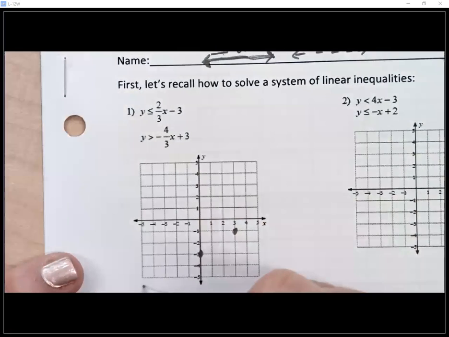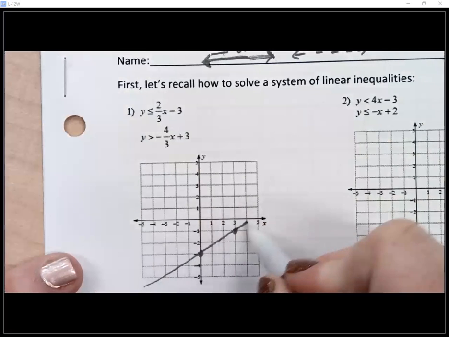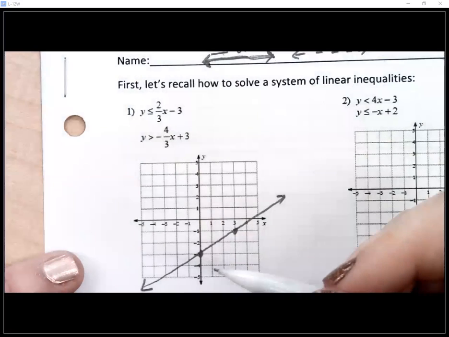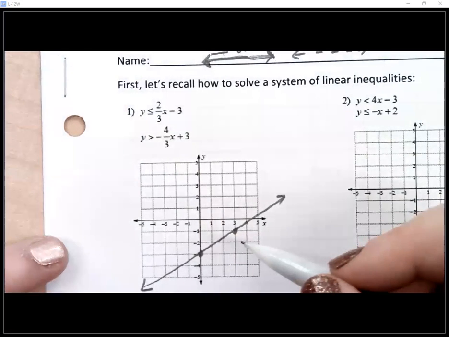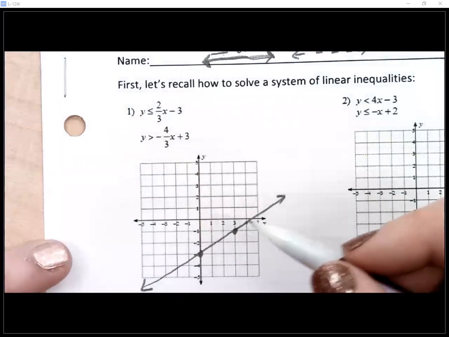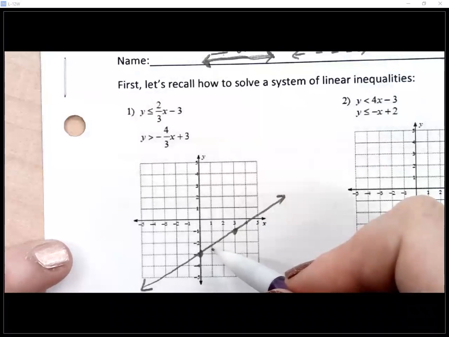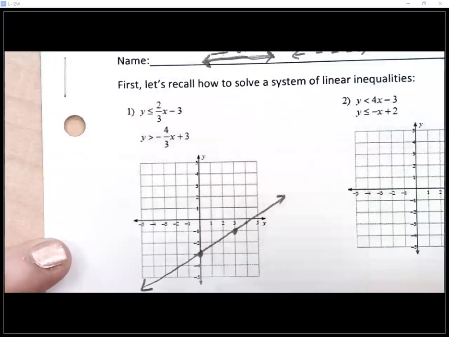There is another difference, though. When you are graphing an inequality, the line's not just your answer. By the way, that's the difference between them. If you have a solid line, you're saying points on this actual line are part of the solution. If it's dashed, you're saying not including the points on this line, but everything up to it.